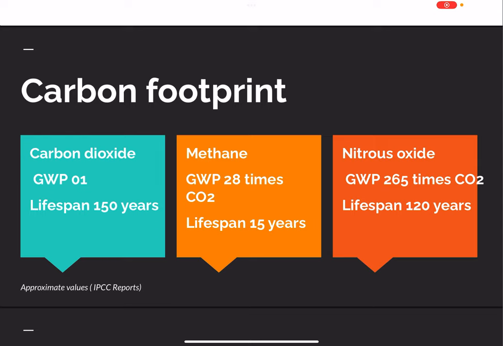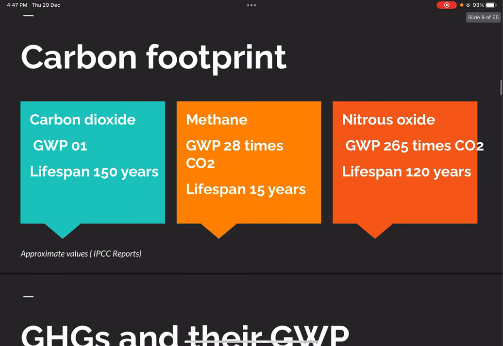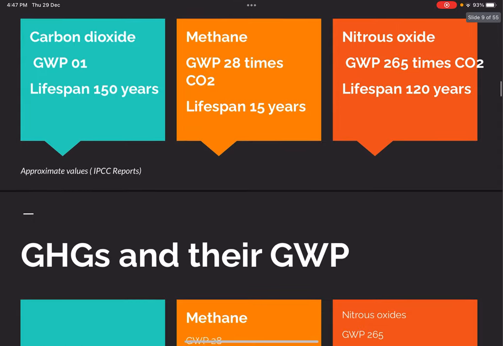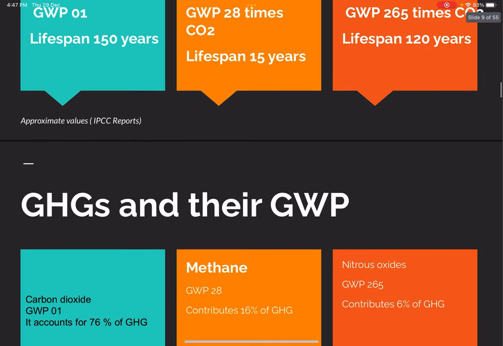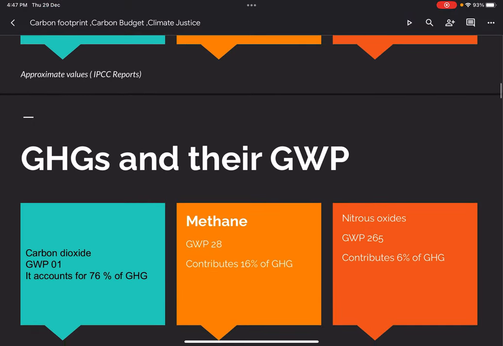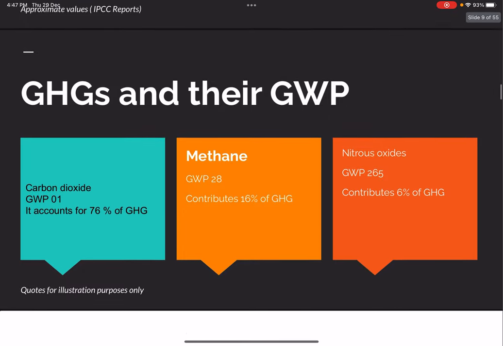Okay, lifespan is different. The lifespan of carbon dioxide, that is its warming potential, is 150 years. It would stay in the atmosphere. Methane, once emitted, would stay in the atmosphere for only 15 years. After the 15th year, it would no longer impact the climate. Okay, nitrous oxide, the lifespan is 120 years. So, these are the two important parameters. One is the lifespan, and the other is the warming potential we need to look into when we look at the climate data.